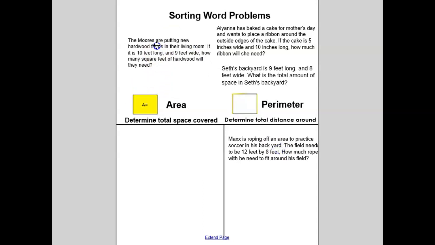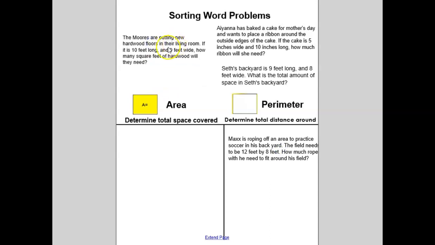Let's do another one together. The Moores are putting new hardwood floors in their living room. If it is 10 feet long and 9 feet wide, how many square feet of hardwood will they need? So I'm going to look at my thinking guide. Okay, does it only ask about the outside edges of our living room? No, it asks for all of the square feet of hardwood we will need. I also know that area is measured in square feet.